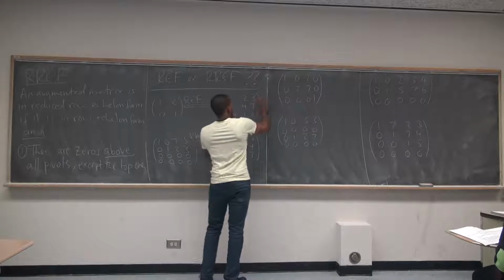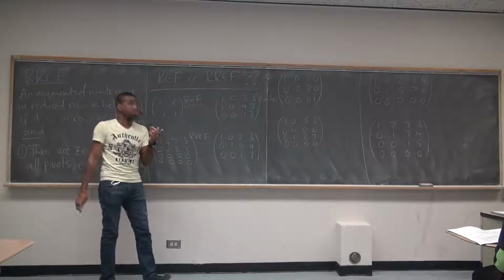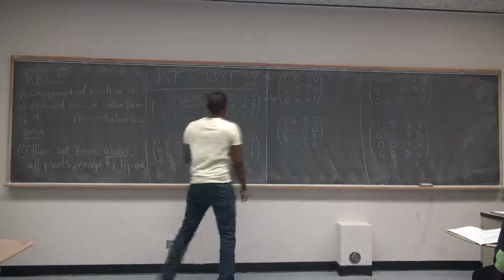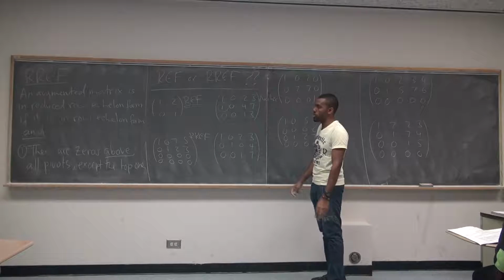This is neither. What's the problem? You're not getting the first column. First column, that 1 shouldn't be there, right? He's not to the right of the guy above him.